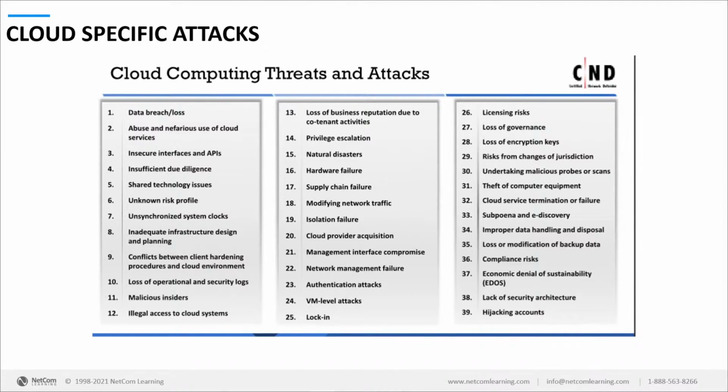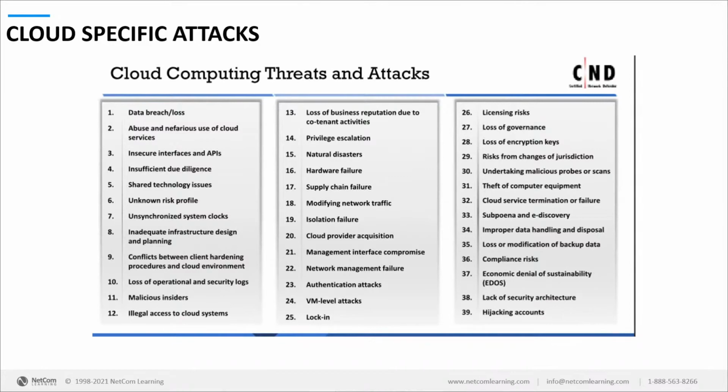Lock-in is another one of these cases where you have a 3-year contract, you want to leave, but you're only in your 2nd year and you have to pay the remaining amount. This is why your service level agreements really need to be vetted by a knowledgeable attorney. And licensing risk, loss of governance, loss of encryption keys. Who's escrowing the keys there? We know that encryption is the way to protect it. It's a big area in cryptocurrency. People have lost their keys and lost their money because they can't unlock their cold storage.